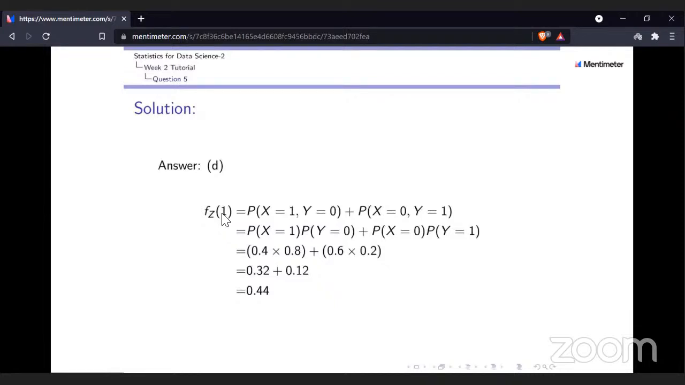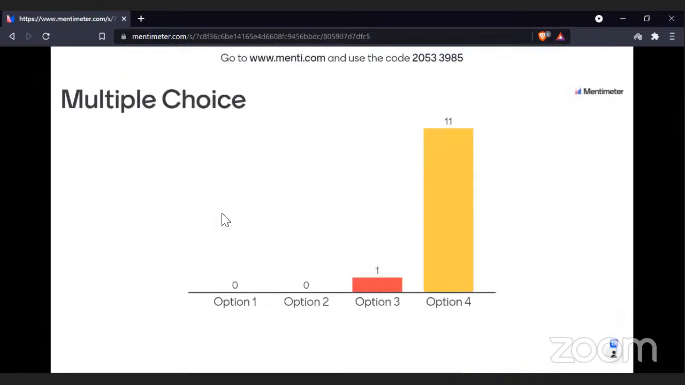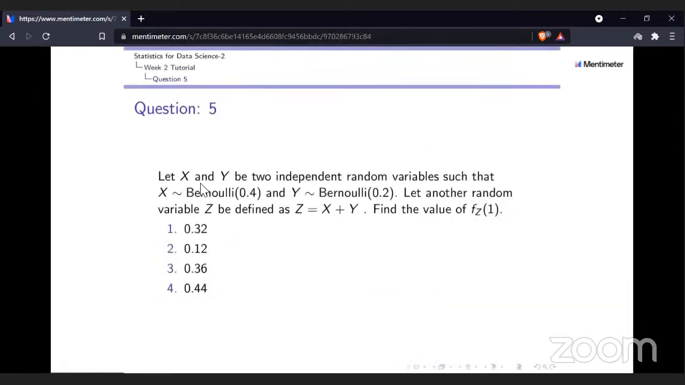Now either X can take the value 1 and Y the value 0, or X can take the value 0 and Y the value 1. Using the independence condition, we get probability X equals 1 into probability Y equals 0 plus probability X equals 0 into probability Y equals 1. X is Bernoulli 0.4, so the probability of success is 0.4. It means probability X equals 1 is 0.4 and X equals 0 is 0.6.